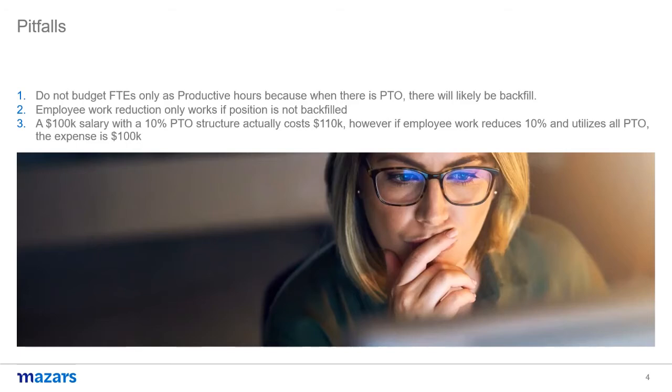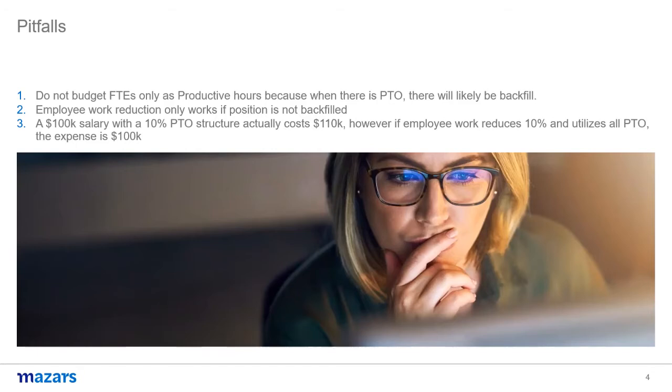An example I always like to use is if you have a $100K a year salary employee with a 10% PTO structure, if that employee were to work all their hours in a year and never take a day off, you would pay that employee $100,000 a year, and then you would have a liability on your books of $10,000 to cover their PTO. So the yearly cost for that employee would be $110,000. If that employee uses all 10% of their hours as PTO, that's $90,000 a year plus the $10,000 in PTO, and so your overall expense to the organization is only $100,000 a year.